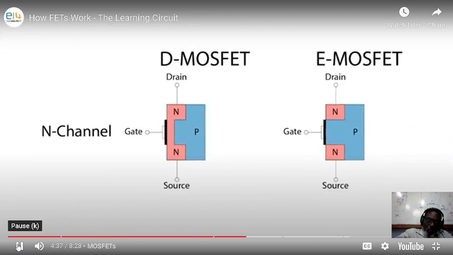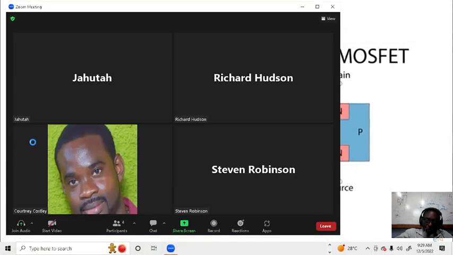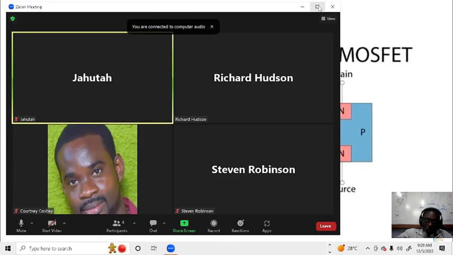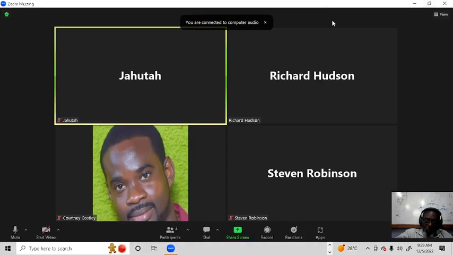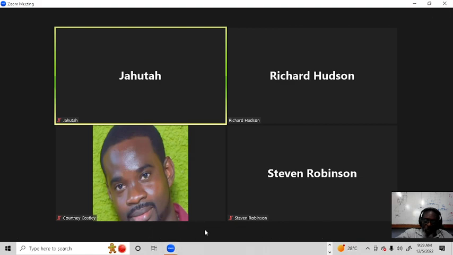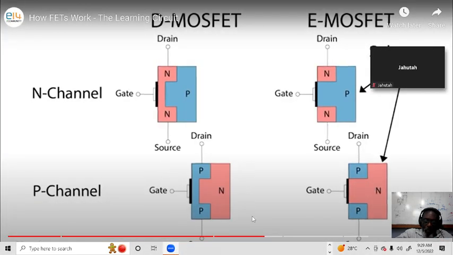JFETs are junction field effect transistors, using their PN junctions to affect the fields within the device. MOSFETs have a metal oxide semiconductor. The name comes from the metal conductor of the gate, which connects to a silicon dioxide insulating layer that is between the gate terminal and the semiconductor that makes up the substrate in the rest of the component. The foundation of the MOSFET is called the substrate. N-channel MOSFETs have a P material substrate. P-channel MOSFETs have an N material.